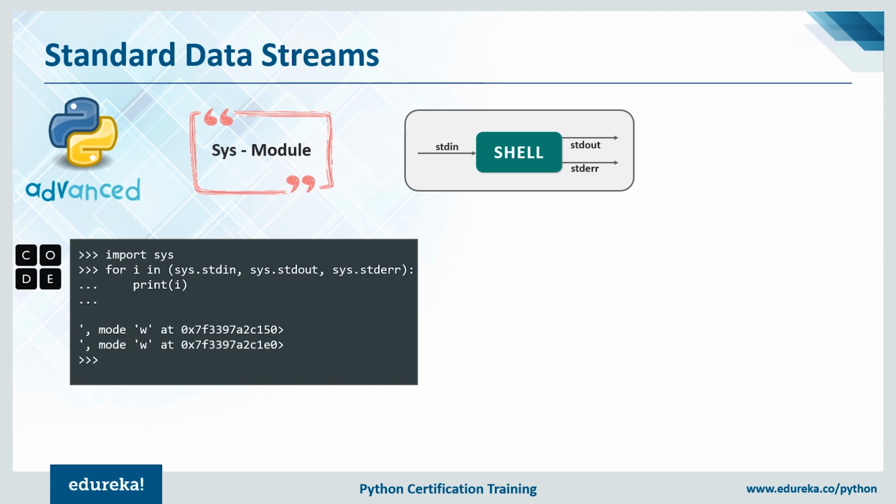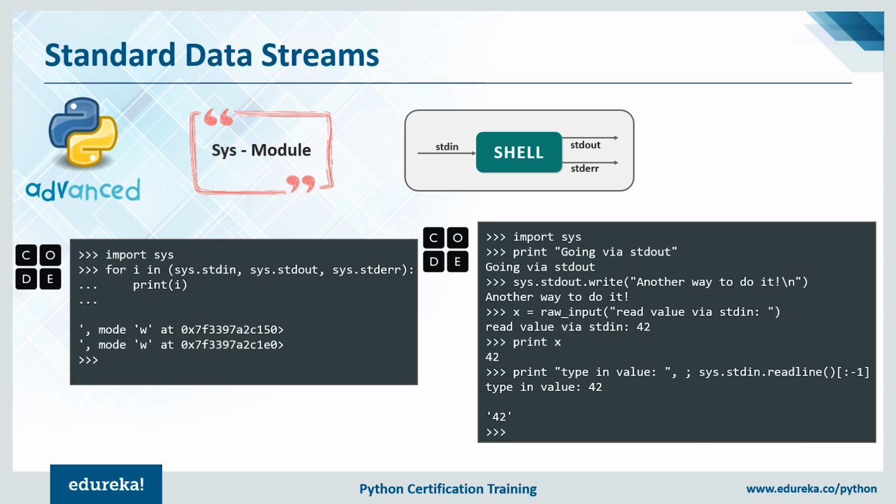These streams can be accessed from Python via the objects of the sys module with the same names. Basically, we'll be using sys.stdin, sys.stdout, and sys.stderr. Pretty simple, right? This next example illustrates the use of standard data streams. So we have imported sys and we're printing going via stdout. Then we have stdout.write, which says another way to do it. Again, print it. Then we have x is equal to raw_input, which reads a value via stdin.